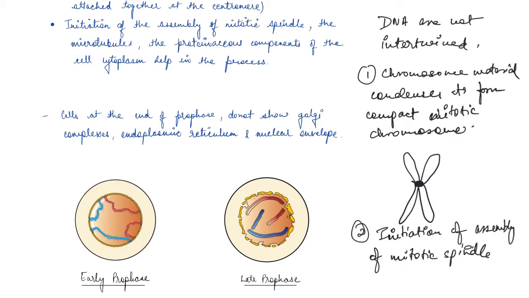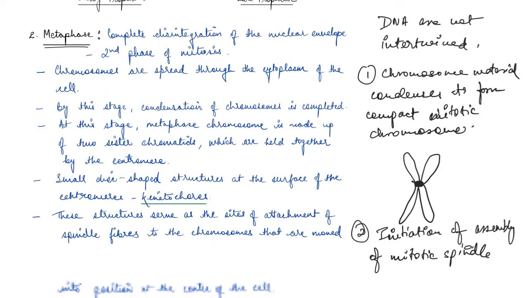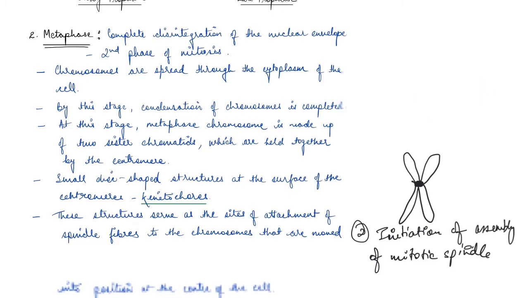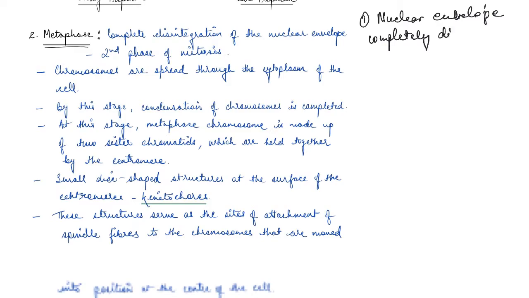Now let's come to the next stage. What happens in metaphase? In metaphase, the first thing you'll notice is that the nuclear envelope completely disintegrates.